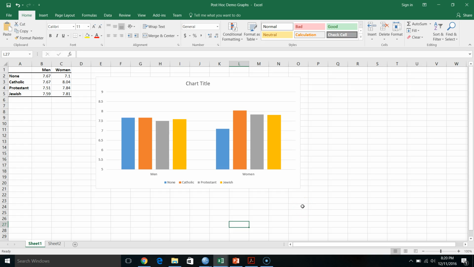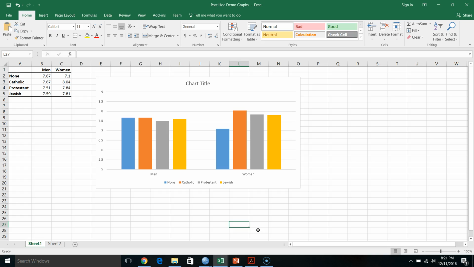Okay, so in this 2x4 design, we've got 8 means, right? 1, 2, 3, 4, 5, 6, 7, 8. Technically, there are going to be 28 possible pairwise comparisons that could be made out of these 8 means. Remember, if we take 8 and multiply that by 8 minus 1 and divide that by 2, it's going to give us 28 possible pairwise comparisons that could be made within these means.